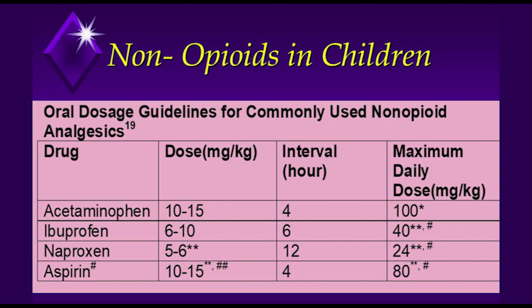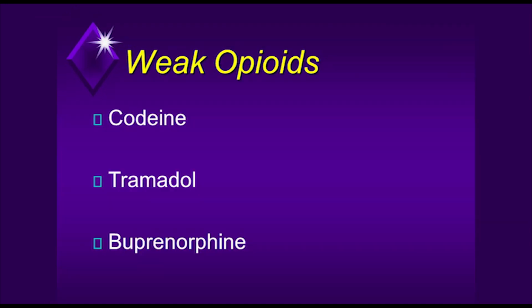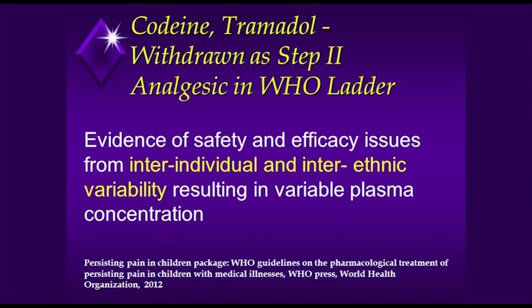So our boy, Pradeep, he has scored 8 out of 10. So do you think this will be enough for him? No. Obviously, we need to step up. And our next approach would be step 3, which is strong opioids. Now, why I said we don't use step 2, that means weak opioids in children. There are several medications, but what they have found is the recent evidence.